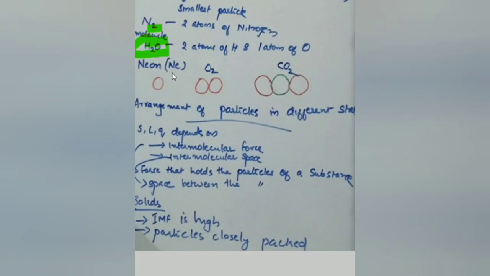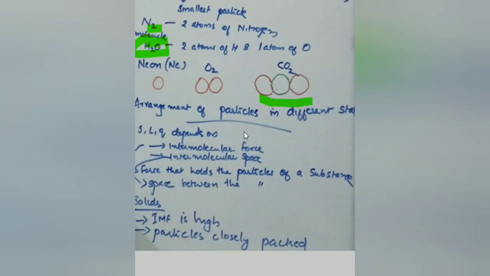Neon is represented by Ne. So one atom of neon means only this, one circle. O2 means it is formed by joining two atoms of oxygen. CO2 means one atom of carbon and two atoms of what? Two atoms of oxygen.